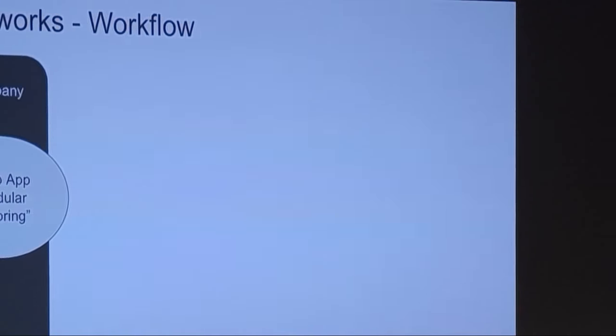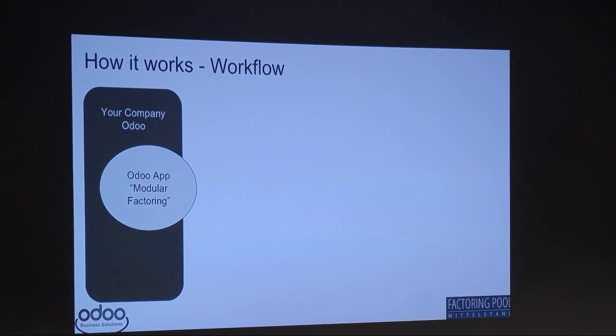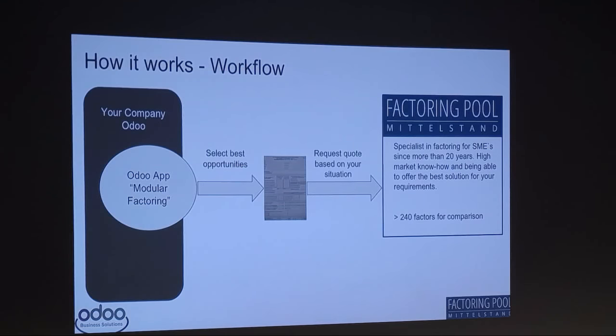Yeah, let's have a look on the workflow, how that works. I mean, you are using Odoo, or your company, your clients use Odoo, so of course it's very interesting for your clients maybe. We install the app, Modular Factoring, and then what I said already, you select the best opportunities. We get the information to provide to the factors, and then we request a quote from them.